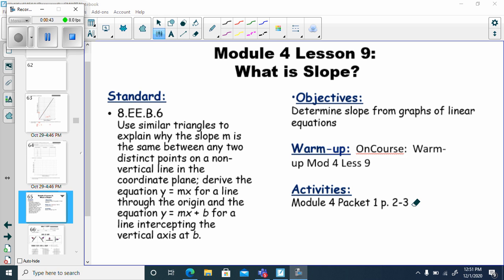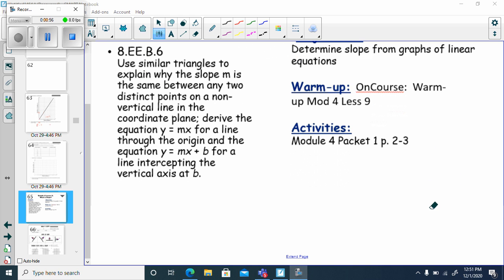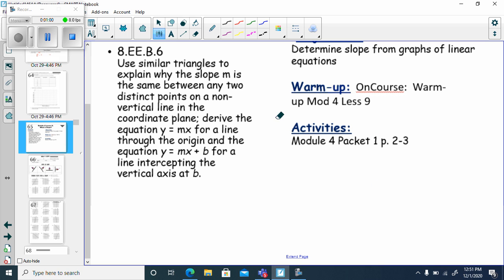This is going to be from the packet. If you received a paper packet from the school itself, Module 4 paper packet 1, then this is on page 2 and 3, or maybe packet 2, page 2 and 3. Most everybody will have this also available under the resources of OnCourse. It shows up as Module 4 packet.